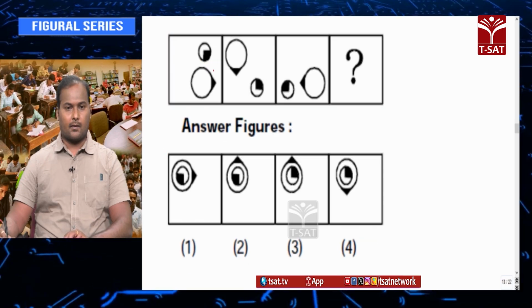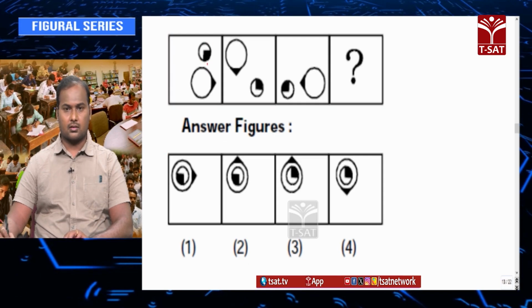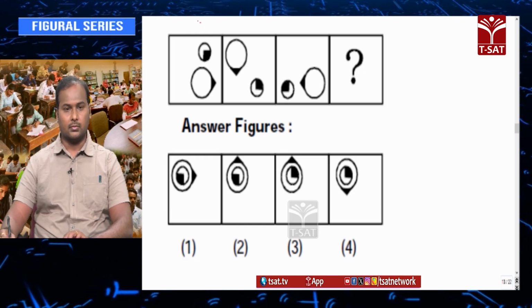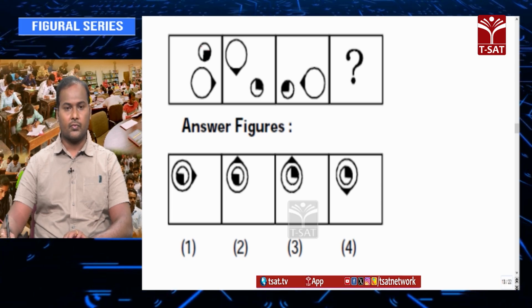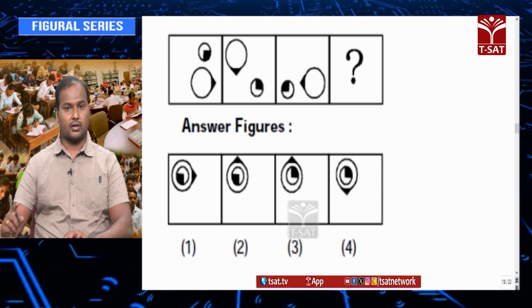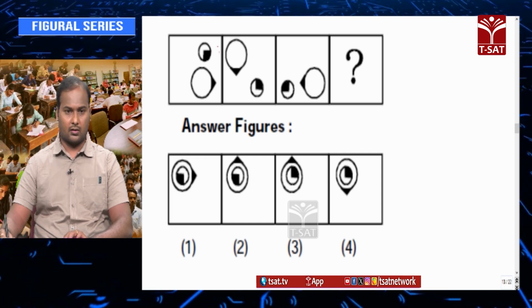Look at this question. In this particular question, there are 2 figures, and these 2 figures are changing both by rotation as well as movement. Means the smaller circle and the bigger circle. The smaller circle and bigger circle both are rotating and moving. So you can see a rotation, and also there is a movement from one corner to another corner.